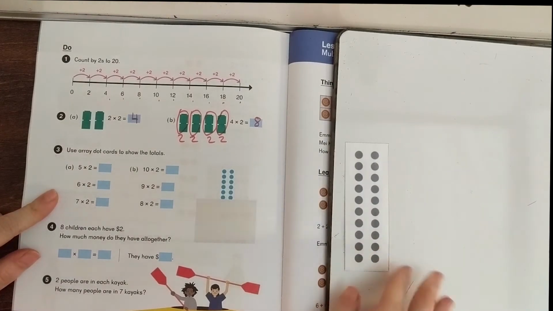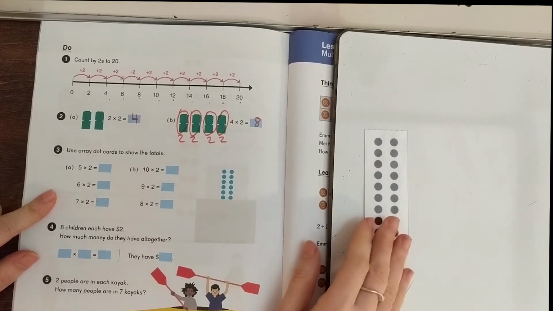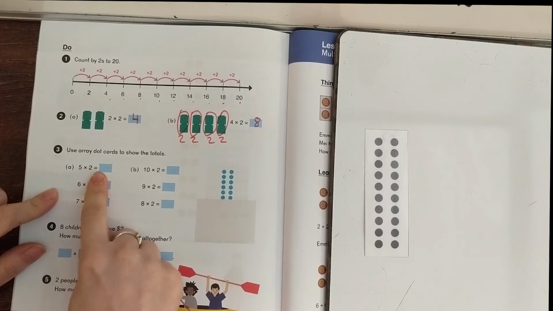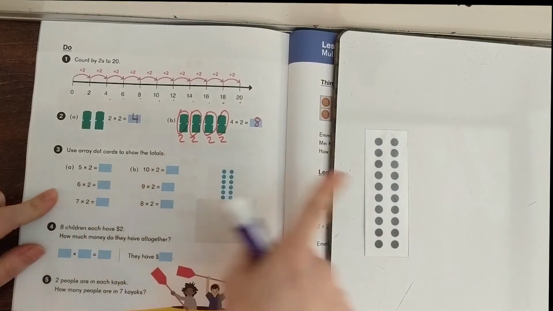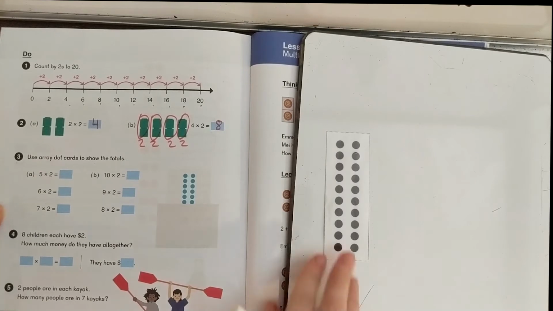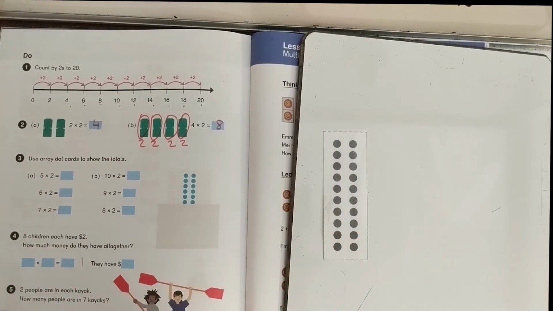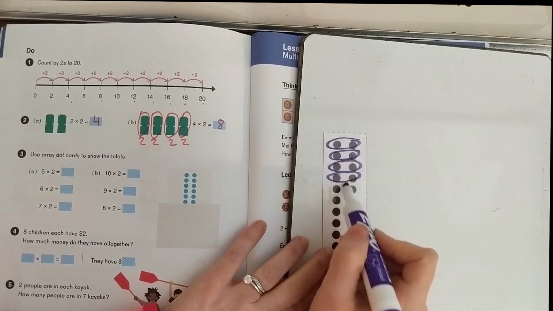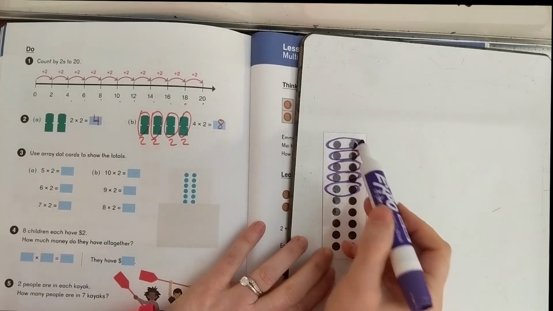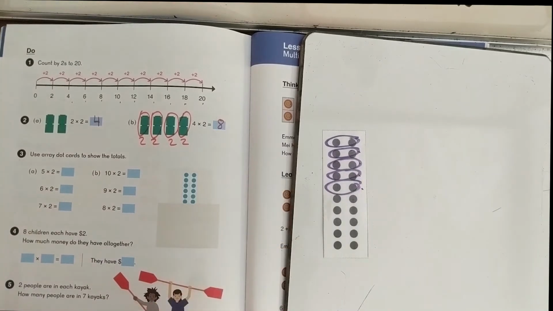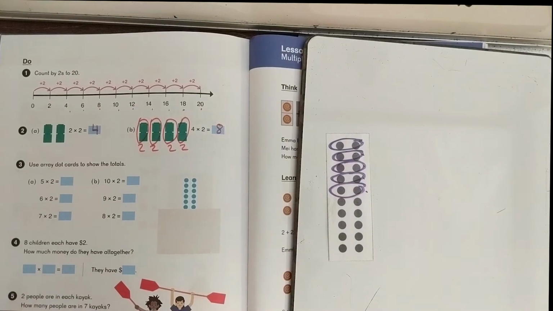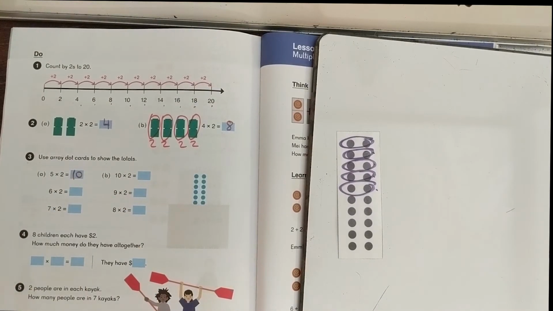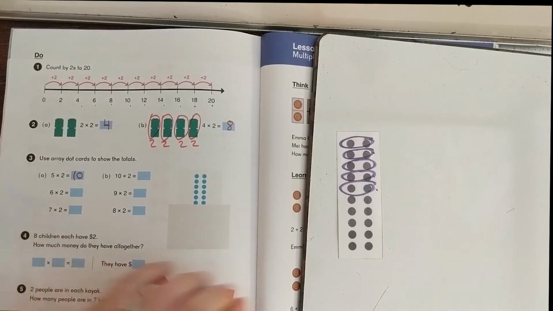Okay, so I'm going to go ahead and put my array card right here. It says use the dot cards to show the totals. 5 times 2. I'm going to show the total of 5 times 2 on my array card right here. That's saying there's 5 groups of 2. 1, 2, 3, 4, 5 groups of 2. 2, 4, 6, 8, 10. That is how I show my answer 10. And then I'm going to write my answer 10 right here. And then I'm going to erase this.